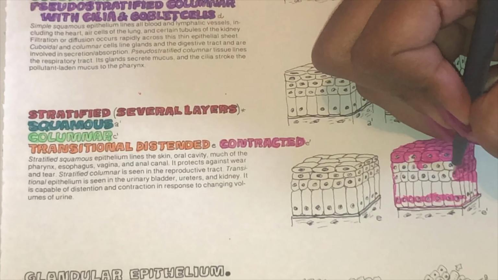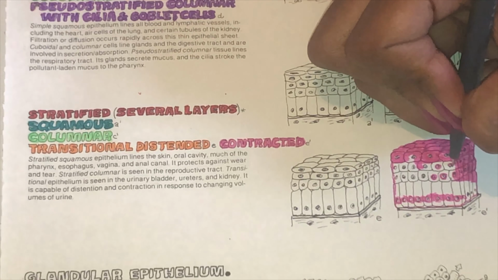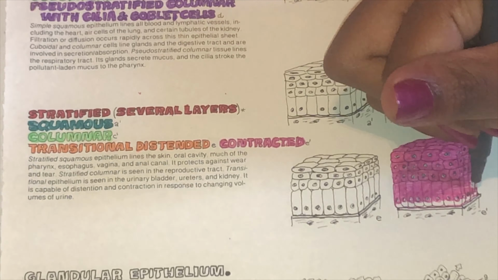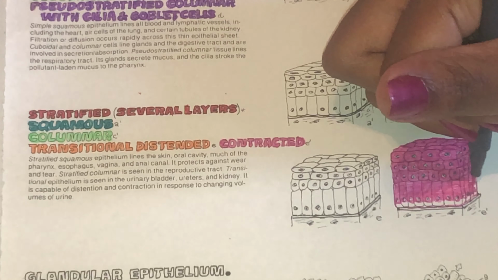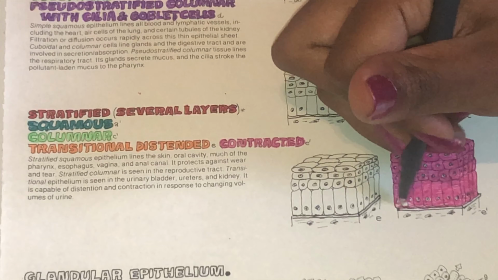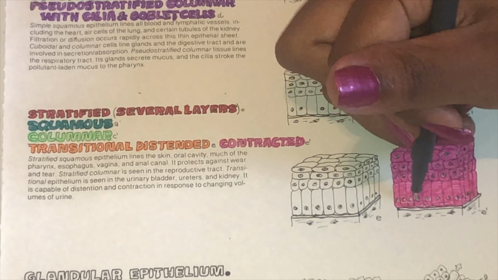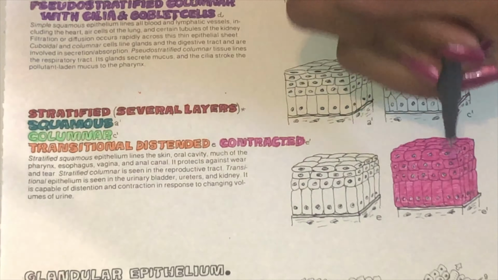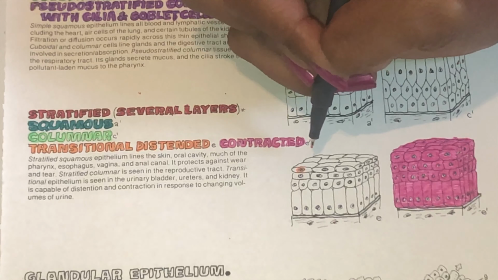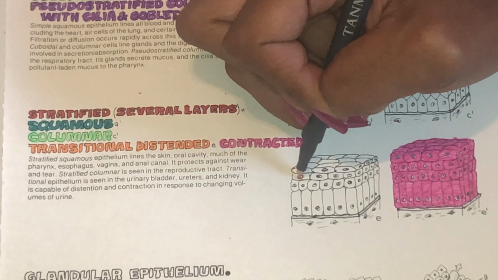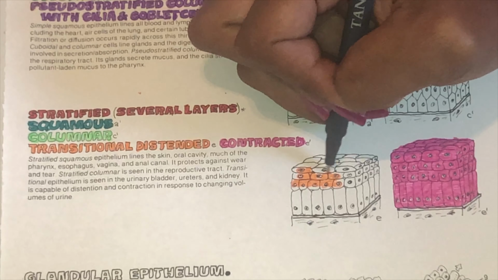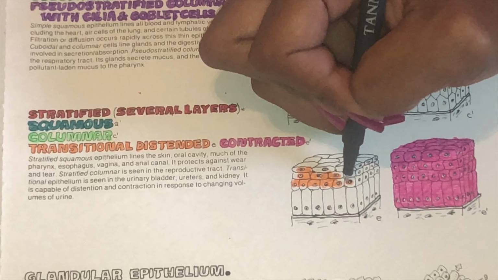So right now we're coloring in the contracted layers. Yeah, in pink. And then transitional distended, that is being colored in orange. E.